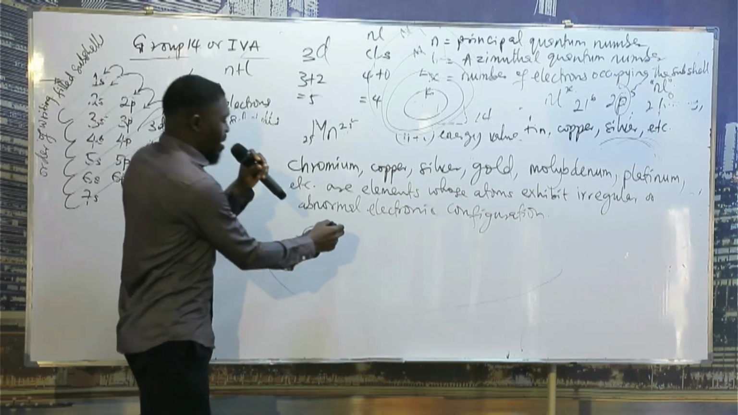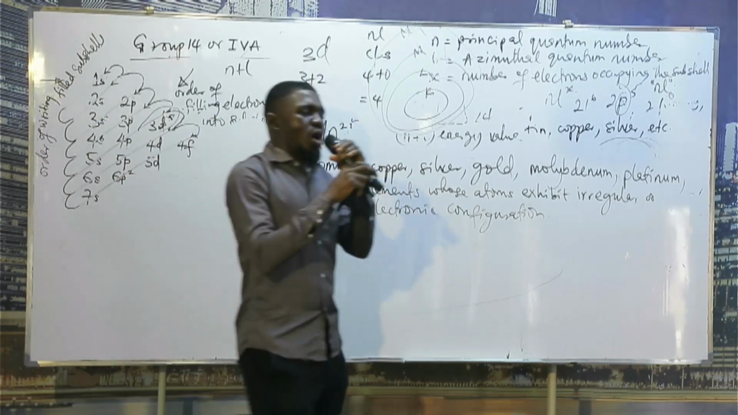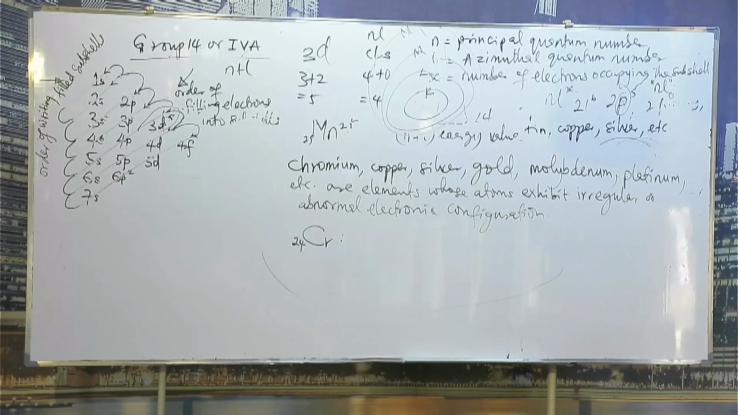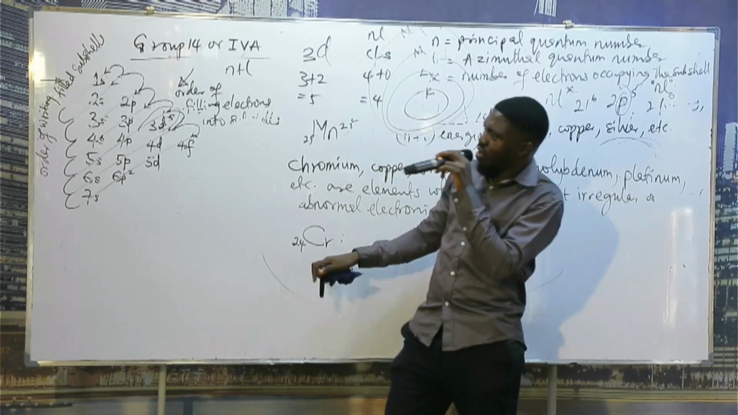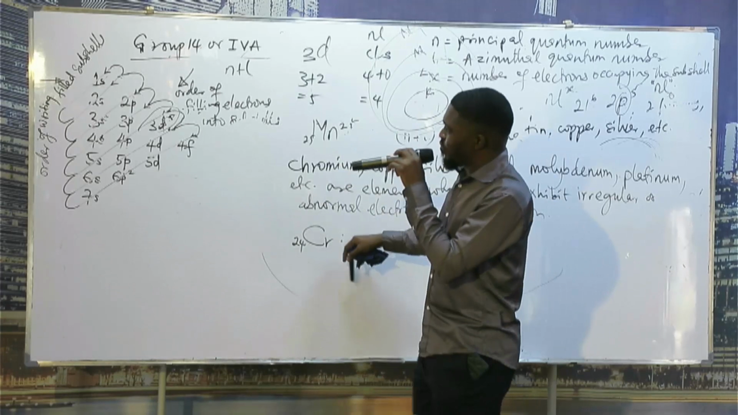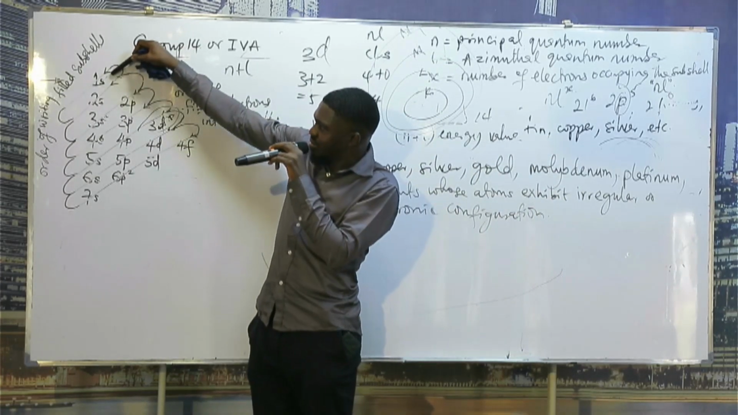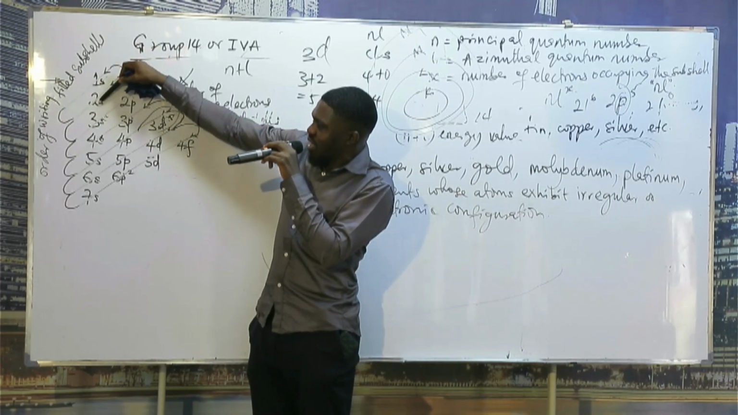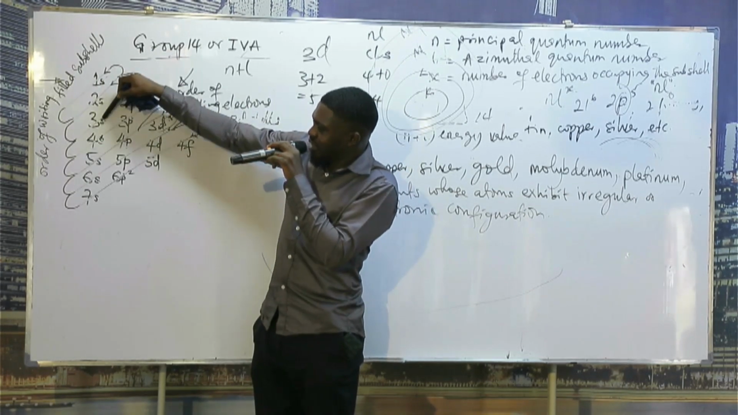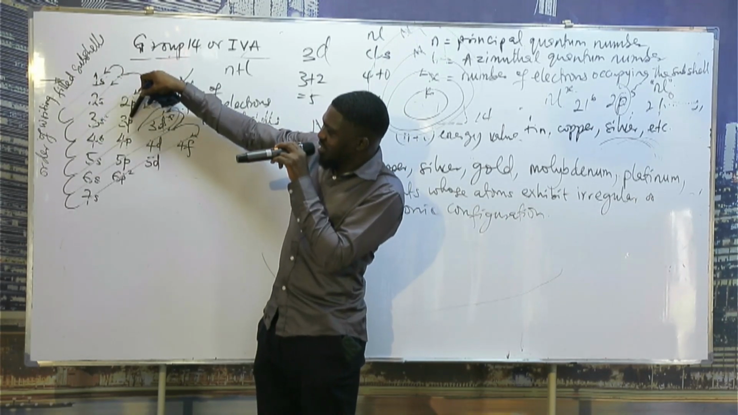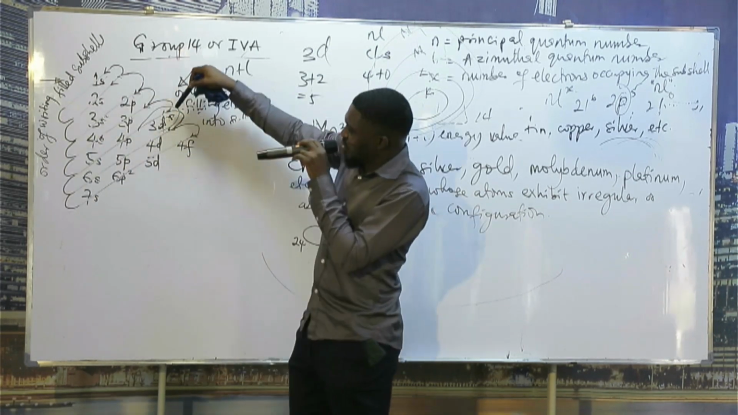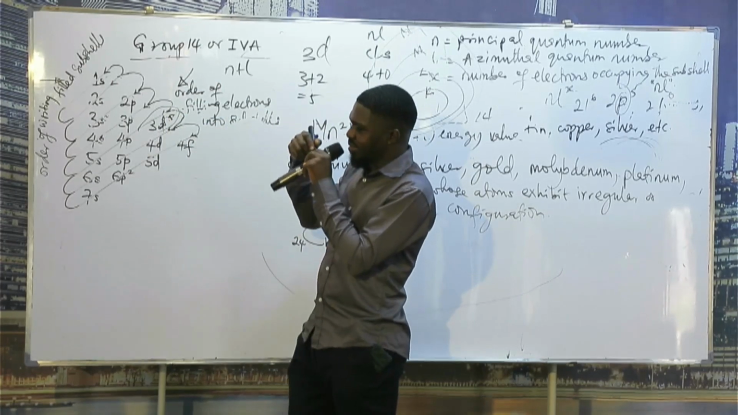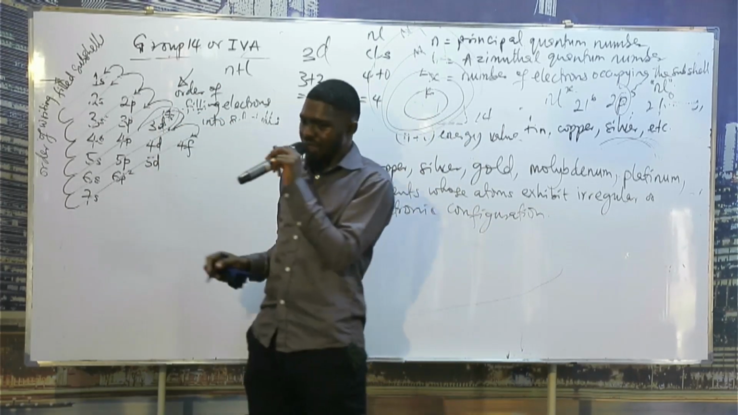When it is about abnormal configuration, it is very simple. Take chromium, which is 24. I want to write 24. How many will I fill here? I will fill 2 here, 2 here, 6 here, 2 here, 6 here. 18. 2 here. 20. How many here? 4, right? I'm supposed to fill 4 here.